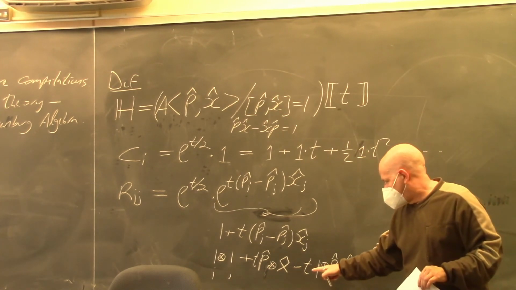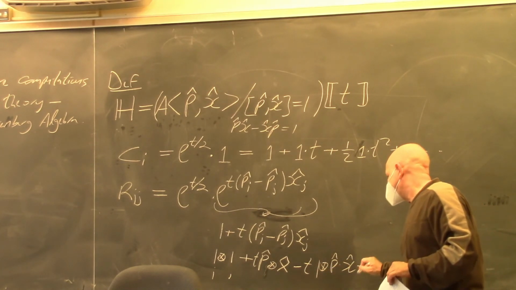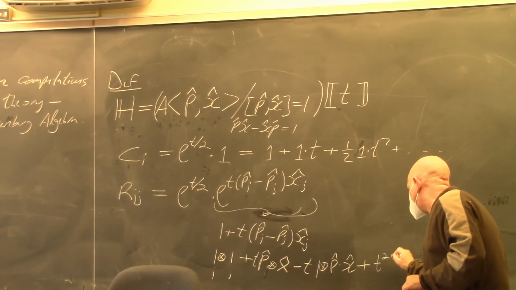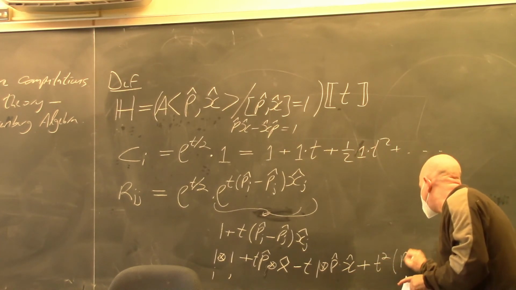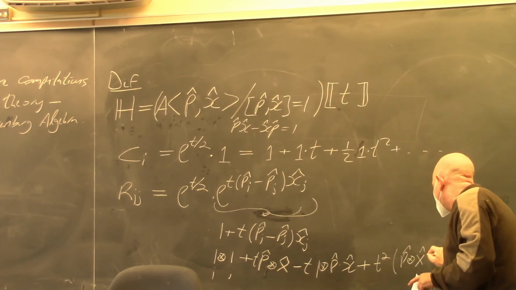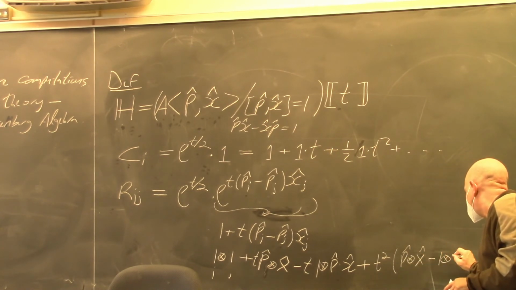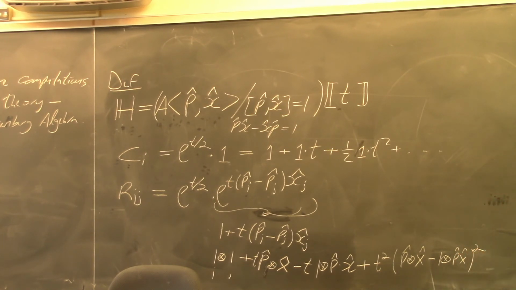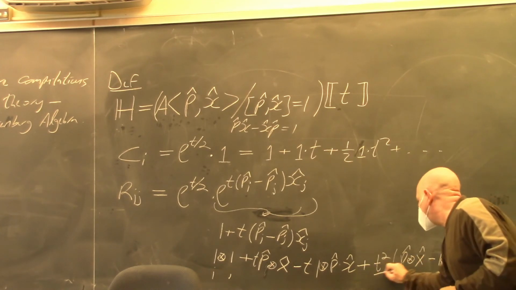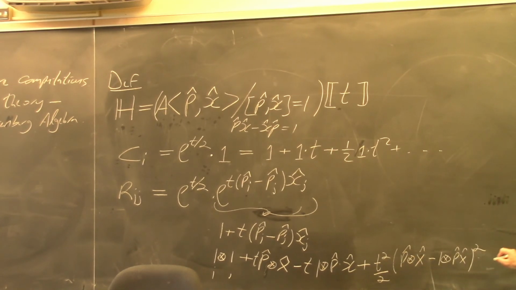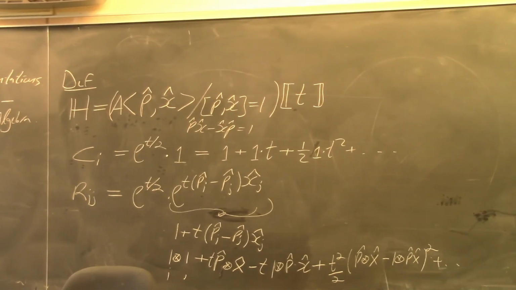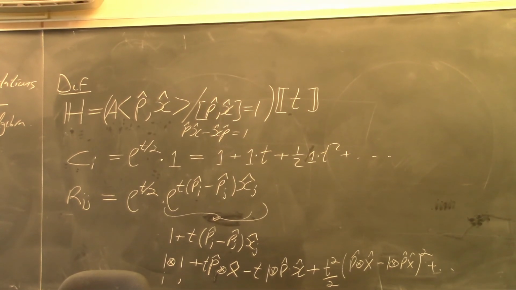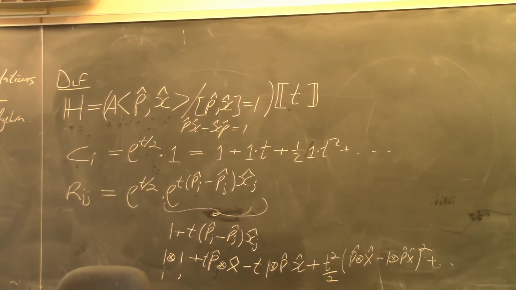where, plus, now take this thing and square it. So plus t squared times (p tensor x minus 1 tensor px) squared, divided by 2. Plus, well, and now it continues like the usual exponential function. Good.